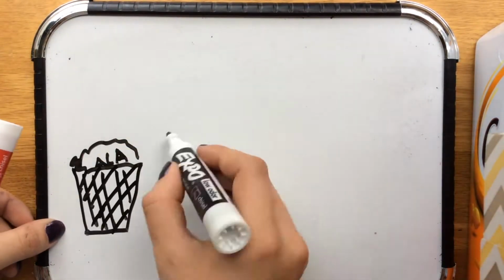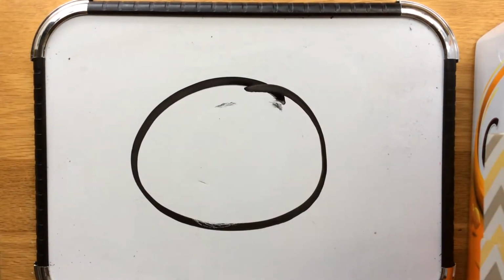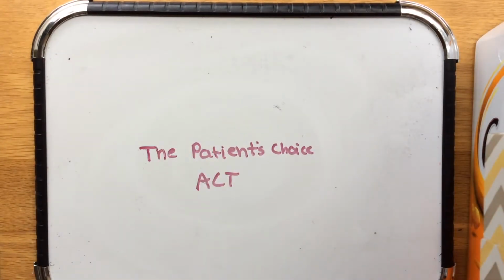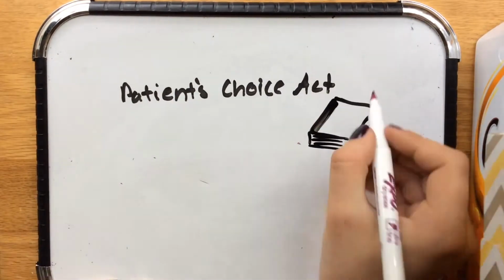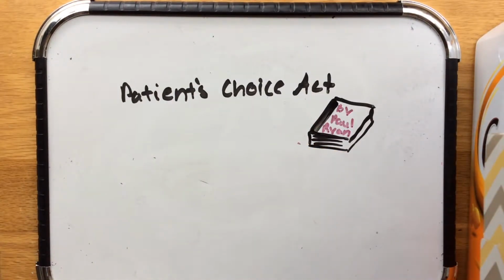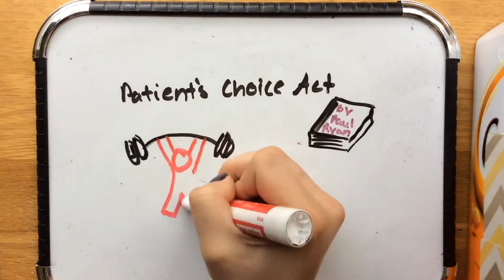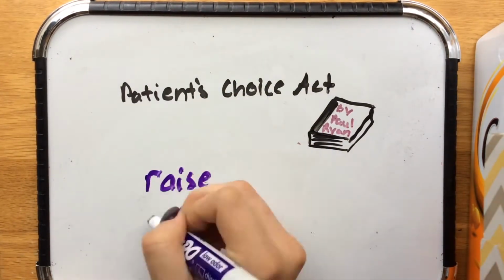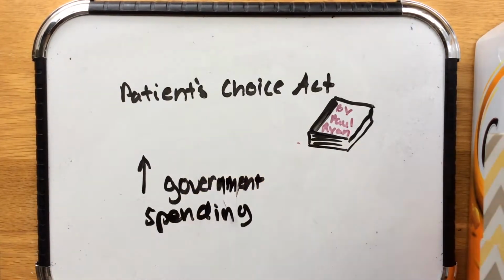In order to repeal it, you have to replace it. So what's he going to replace it with? Something called the Patient's Choice Act. The Patient's Choice Act was introduced by Paul Ryan, and there are a lot of promises within this bill. It wants to return power back to the people and doctors so that they can choose where to go for services. It promises not to raise taxes and also guarantees no increase in government spending.